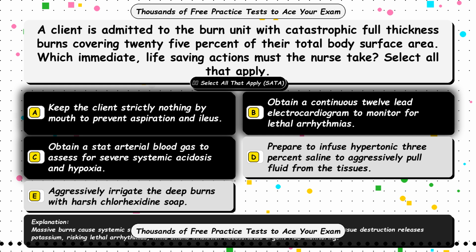Massive burns cause systemic shock, shutting down the gut, requiring NPO status. The massive tissue destruction releases potassium, risking lethal arrhythmias, while smoke inhalation necessitates urgent ABG monitoring.